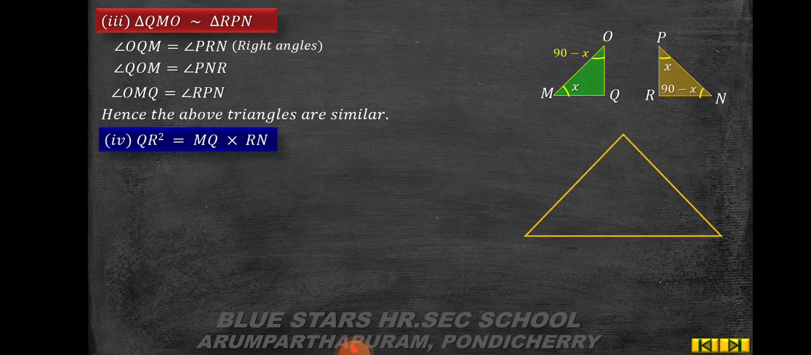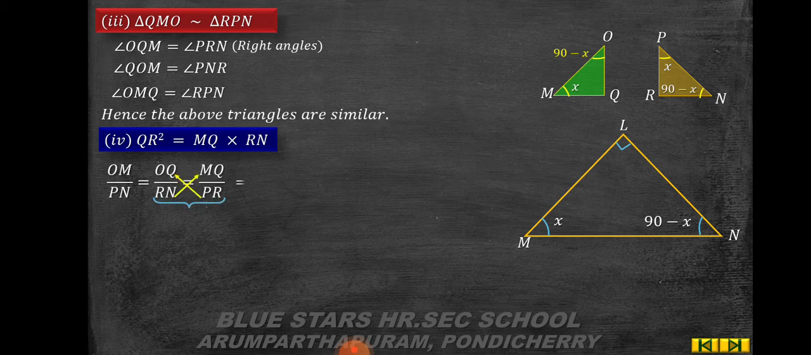Fourth one, QR square is equal to MQ into RN. So we see a triangle LMN which is right angled at L. So we choose M as X angle. So we get the third angle is 90 degrees minus X. So by similarity, OM by PN is equal to OQ by RN is equal to MQ by PR.